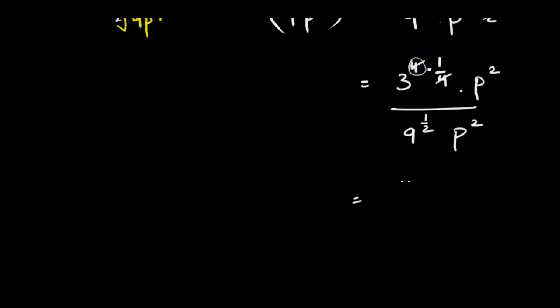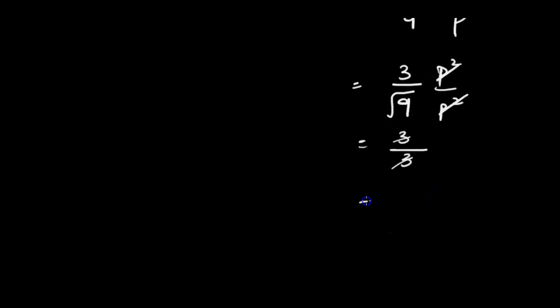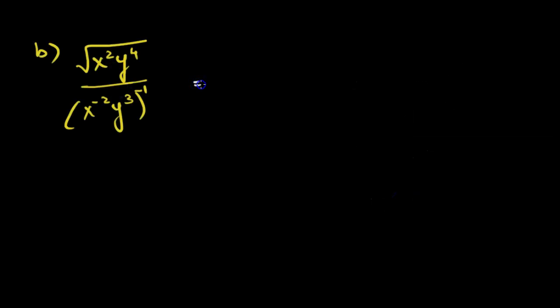We can cancel this 4 out. We'll be left with 3 over 9 to the power of 1 over 2, which is square root 9, and we have p square over p square, they can get cancelled. So we're left with 3 over square root 9, which is 3. Finally, we are left with 1 as the answer. Let's do one more question for the sake of practice.